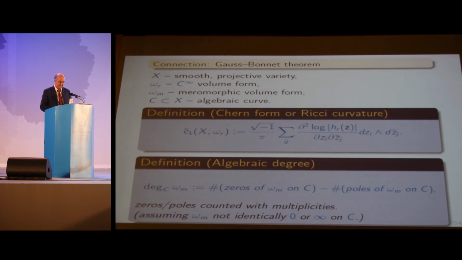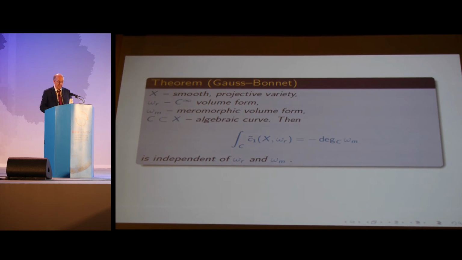So they're both counted with multiplicity. So we have these two notions, and then the Gauss-Bonnet theorem is that if I look at this Chern form, and if I integrate it on the curve C, then I do get a number. And this will be the same as the algebraic degree. Again, there is a minus sign here. And so in particular, both sides are independent of the choice of the C-infinity or the meromorphic volume form. And so this way, I get an integer that's associated to a curve C. And so I will denote the integral over C of c1 of X.